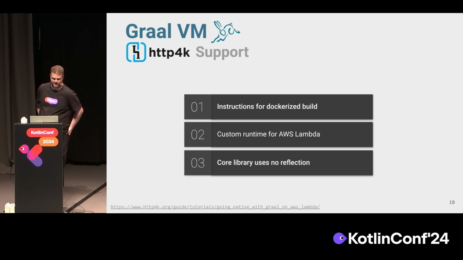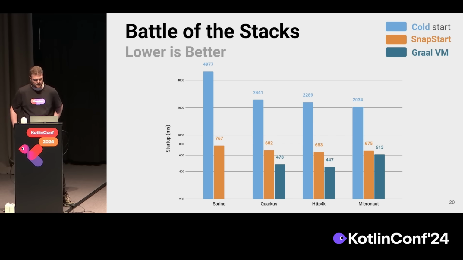Now, HTTP4K. Unlike the rest of these stacks, it is not a framework. It does not have a Gradle plugin. It's not going to hold your hand, but it will show you the way. It does have instructions. It can even do it in Docker. It does ship a custom runtime that you'll need to run your Lambda. And because the core library doesn't even use reflection at all, we don't have to worry about those library limitations of Graal. So not bad.